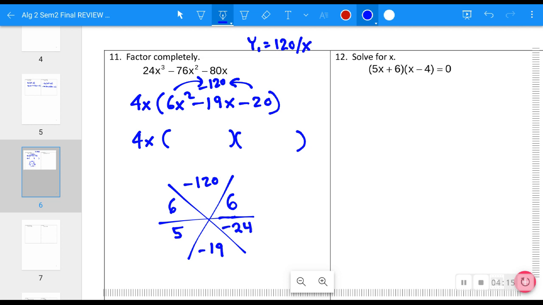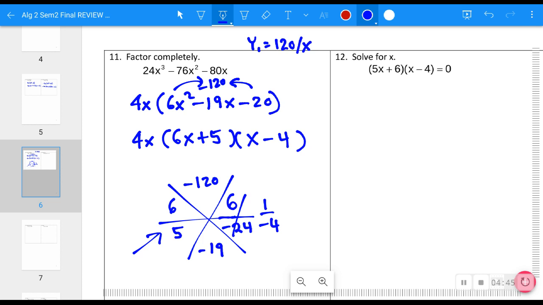And to make this work, you're going to have to put the negative on the 24. Double check. 5 times negative 24 should equal that. And 5 plus negative 24 should add up to that. Now the right-hand side simplifies to 1 over negative 4. And we now know how to fill in the blanks up there. 6x plus 5. That would be from here. And the 1x minus 4.